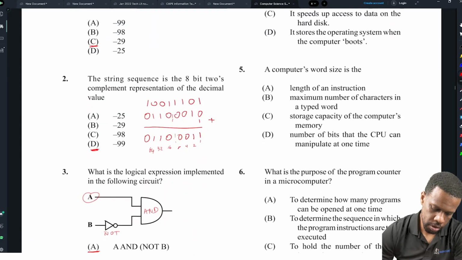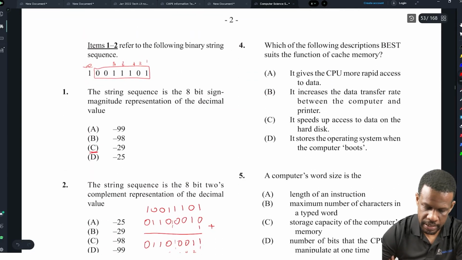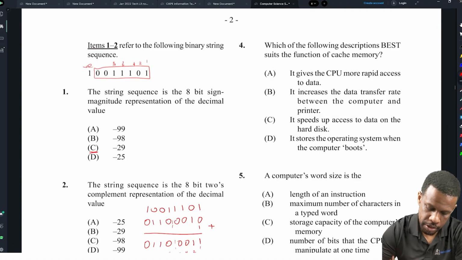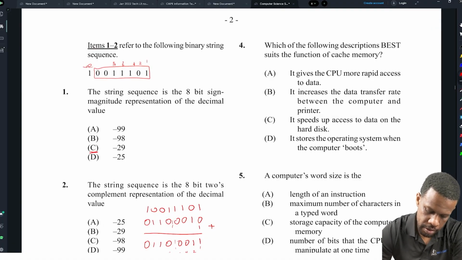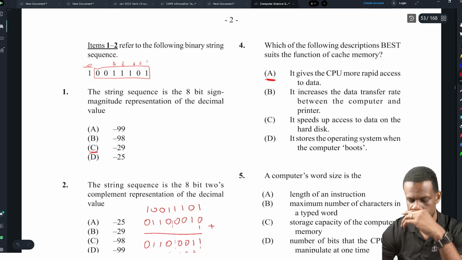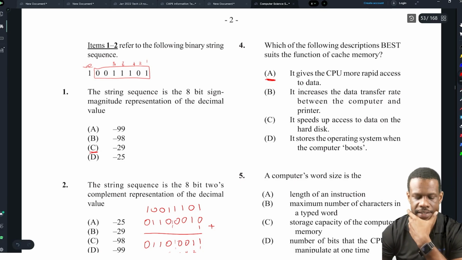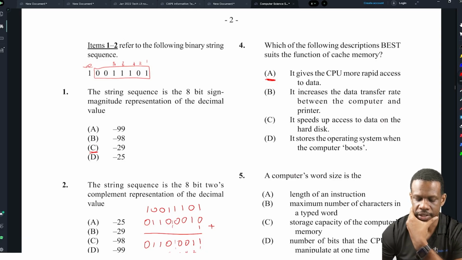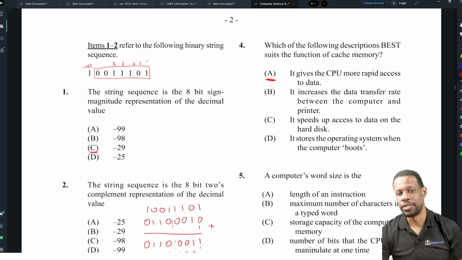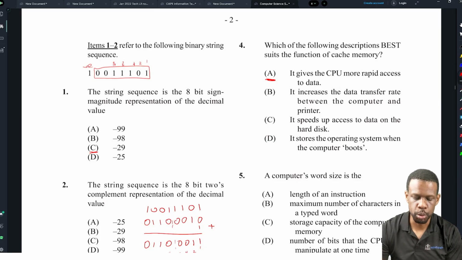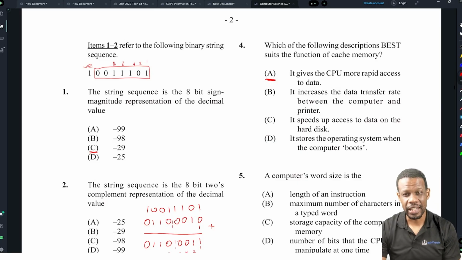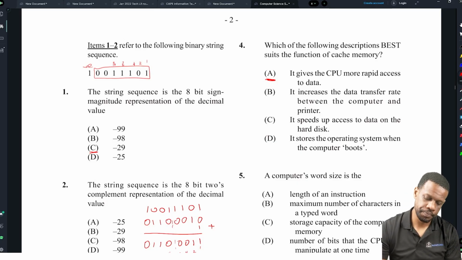Number 4, which of the following descriptions best suits the function of cache memory? Cache memory increases the data transfer rate between the computer and the CPU, or gives the CPU more rapid access to data. I would go with A, because it gives the CPU more rapid access, meaning you can get to the data faster. It doesn't necessarily increase the data transfer rate, because the data transfer rate depends on the clock speed of the CPU. So A looks like the better answer to me.